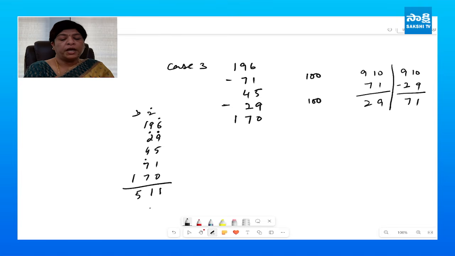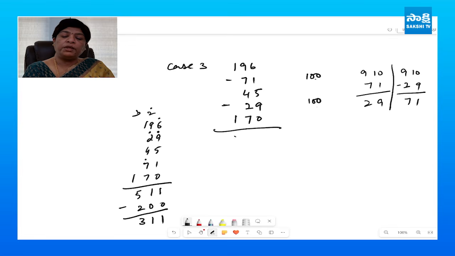So the total is 511, from which I'm going to subtract 100 plus 100, which is 200. So minus 200 gives me 311. So the answer to this problem would be 311.